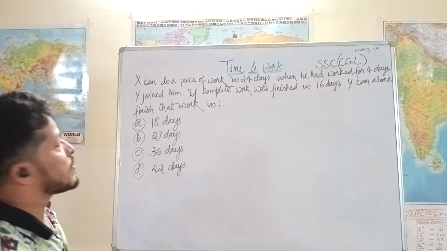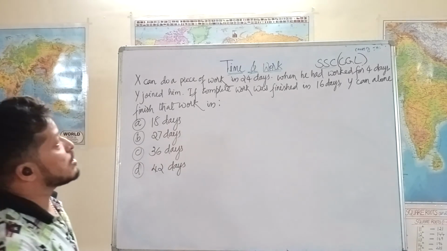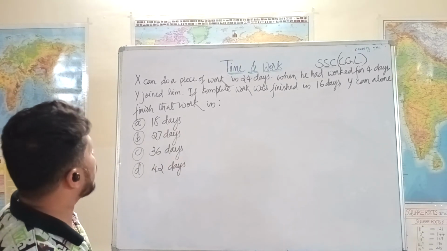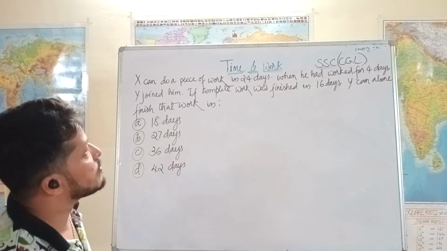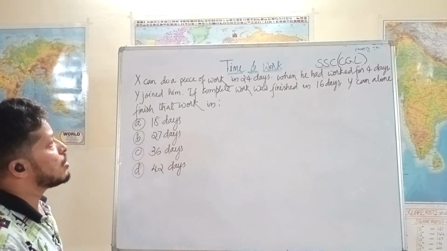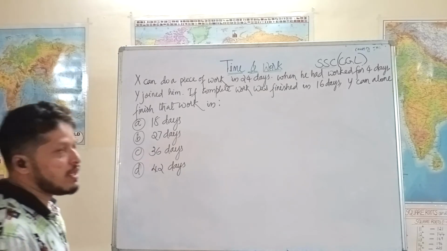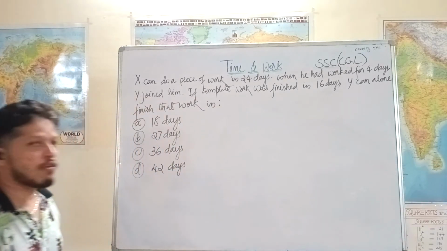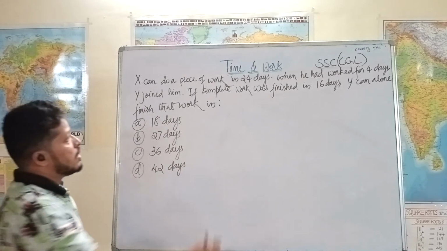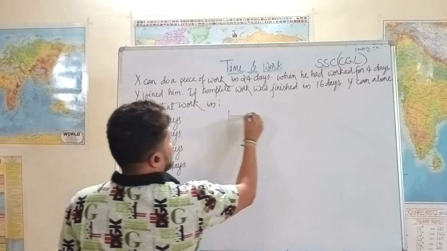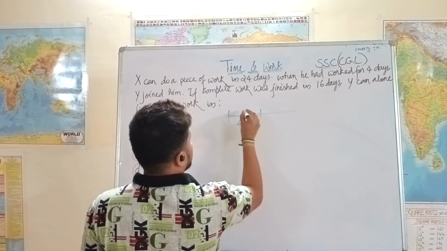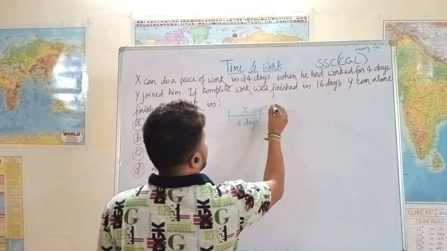Okay, here is the next question. X can do a piece of work in 24 days. When he had worked for 4 days, Y joined him. If the complete work was finished in 16 days, Y alone can finish that work in how many days? The options are 18, 27, 36 and 42. See, X started a work and worked for 4 days, and then Y joined him.